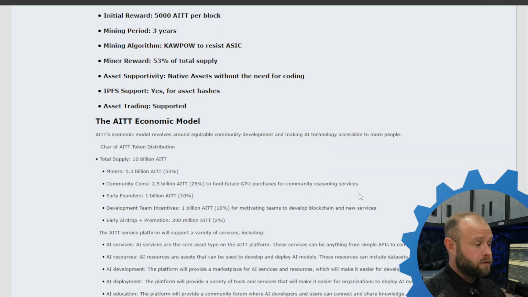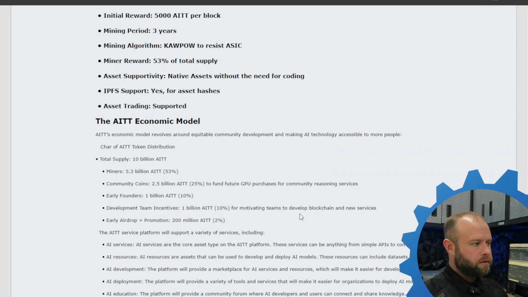So I don't know if they're saying that they're hanging on to coins to pay people in the future for hashing or some kind of service. I'm not sure. Early founders, 1 billion. So the total supply is 10 billion, and early founders are taking 10% of the total supply right off the rip. So red flag, I don't know. Is it a red flag to you? That's for you to decide.